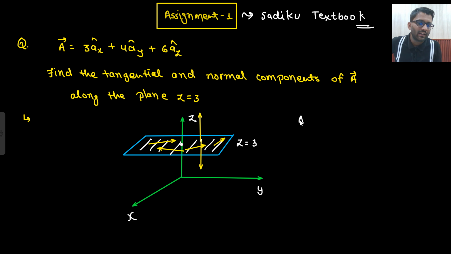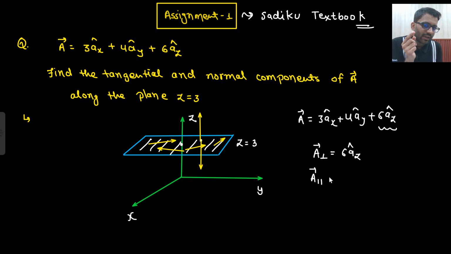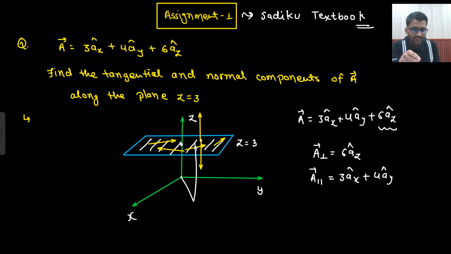So this is your vector A, 3 ax cap plus 4 ay cap plus 6 az cap. So perpendicular component could be plus az cap and minus az cap, but here only plus az cap is coming. So this is the perpendicular component, which is 6 az cap. And what could be the parallel component? Parallel component will be 3 ax cap plus 4 ay cap. Because this 3 ax cap, 4 ay cap would be somewhere here and 6 az cap would be somewhat like this. So this will be your vector.